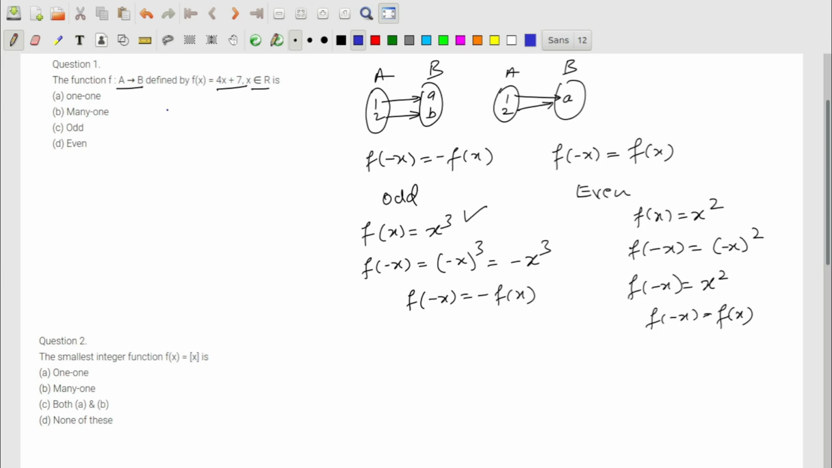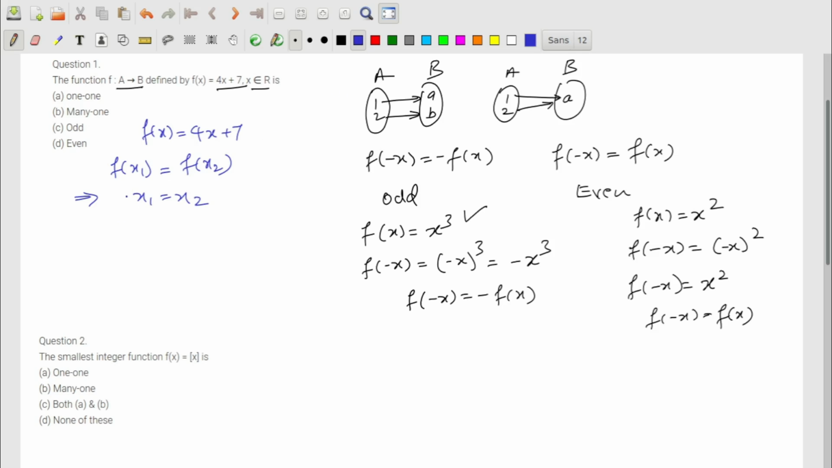So now here f of x is equal to 4x plus 7, right? Now if you want to check for one-one, we need to prove that f of x1 is equal to f of x2 implies x1 must be equal to x2, right? If this condition is satisfied, then such functions are called one-one functions.